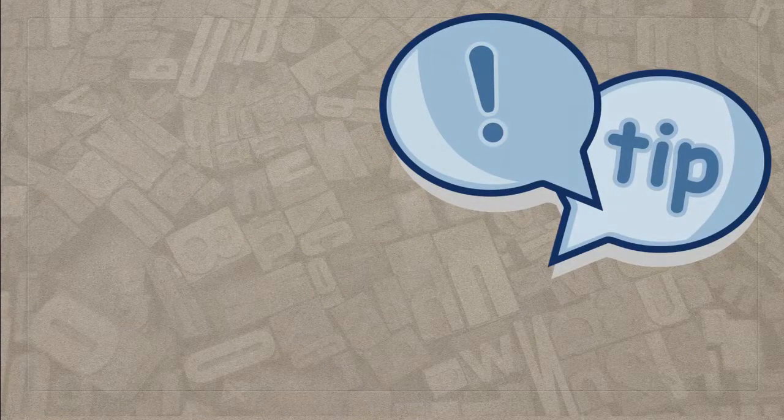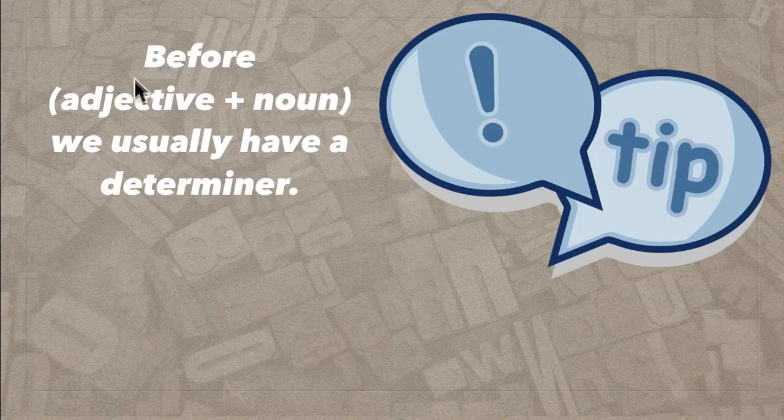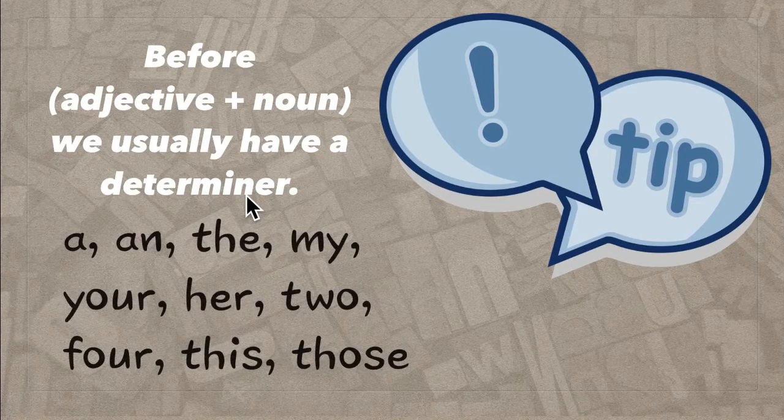Here's a tip. Usually, before an adjective plus noun, we have something called a determiner. For example, a and the, these are articles. My, your, her, these are possessive pronouns. Two, four, those are numbers, of course. And this, those, these are demonstrative pronouns. Usually we have something like this before an adjective plus noun.